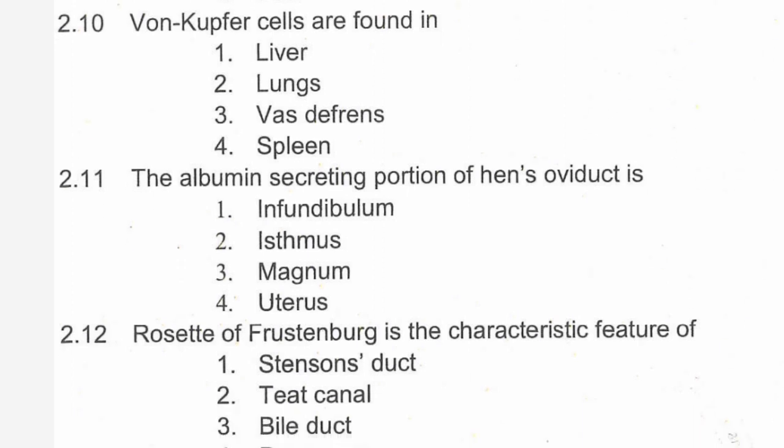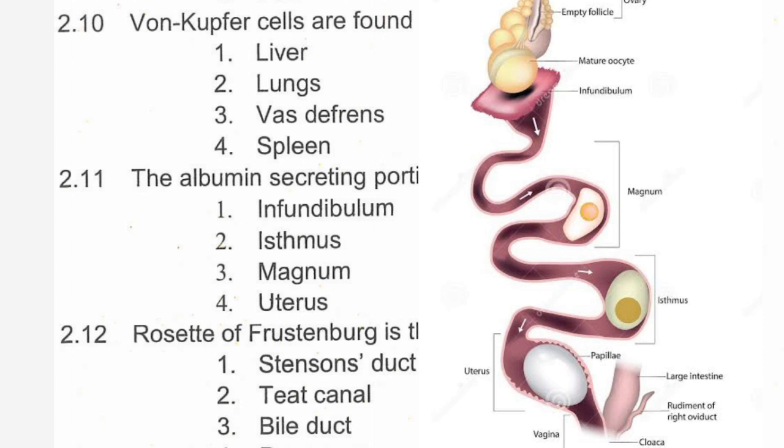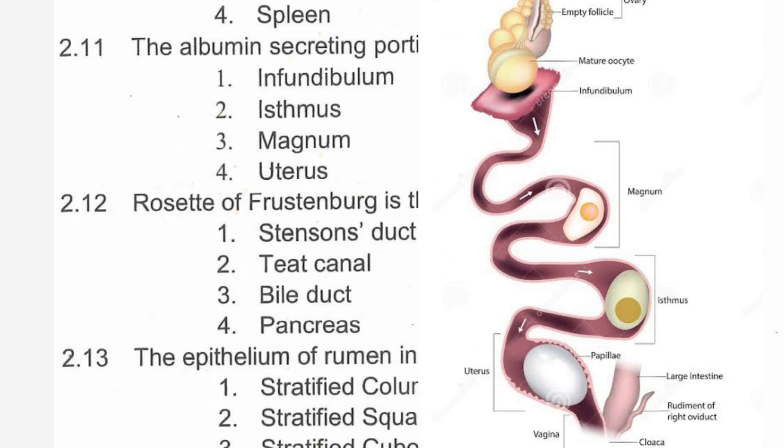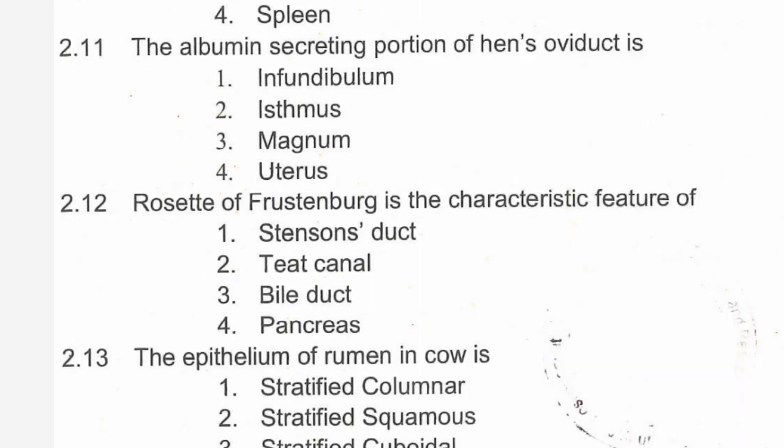Then question number 11 is the albumin secreting portion of hen's oviduct is. Options are infundibulum, isthmus, magnum and uterus. And the answer of this question is option number 3, magnum. Then question number 12 is rosette of Rosenberg is the characteristic feature of. Options are Stenson's duct, teat canal, bile duct and pancreas. And the answer of this question is option number 2, teat canal.